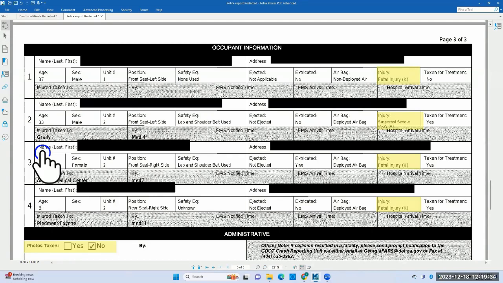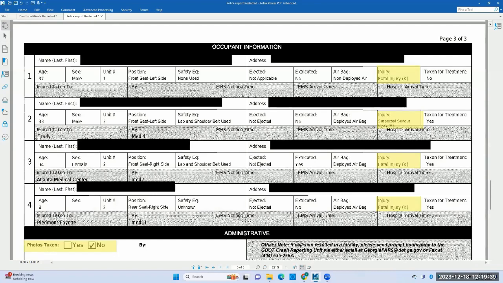Person number 2, 3, and 4 were all taken to different hospitals here. One was taken to Grady, one was taken to Atlanta Medical Center, and one was taken to Piedmont Fayette.